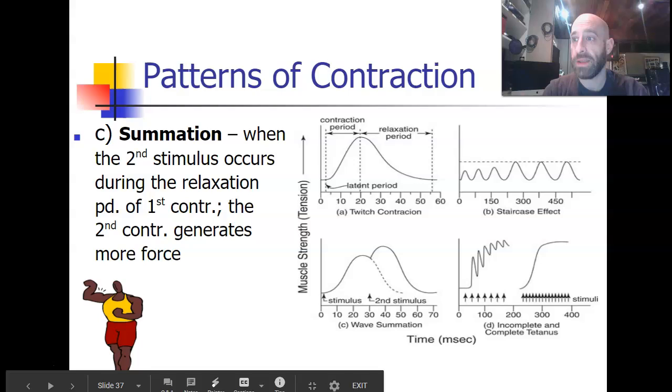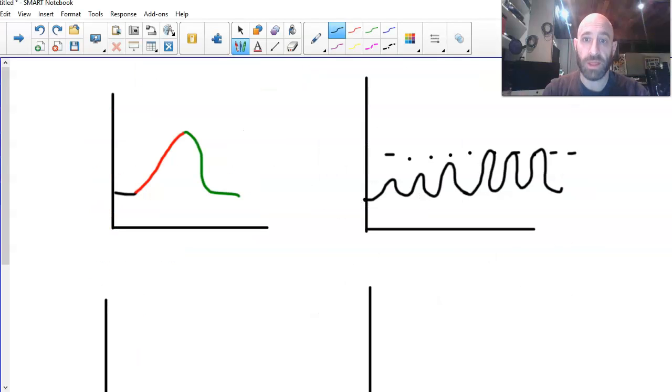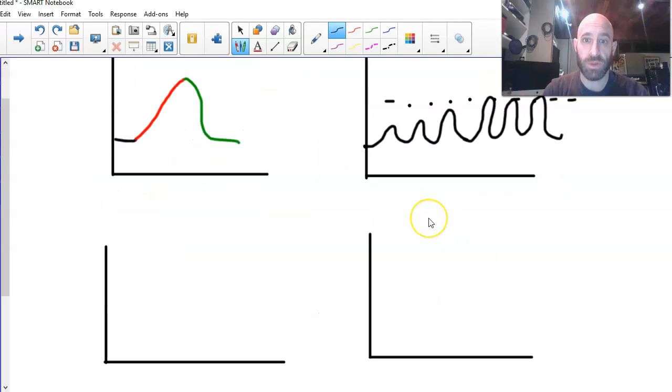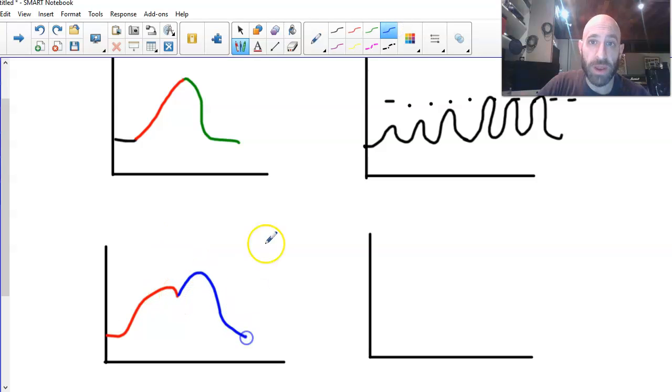So if I go back to my diagrams here, that would look something like this. Let me pull down here. So it would look something like this, where we have our initial contraction, and then it starts to relax, and before it can completely relax, the brain sends a message and it contracts again. And what you end up with is a scenario where the initial contraction propels that secondary contraction, and you get a much stronger contraction the second time, and that is called summation.